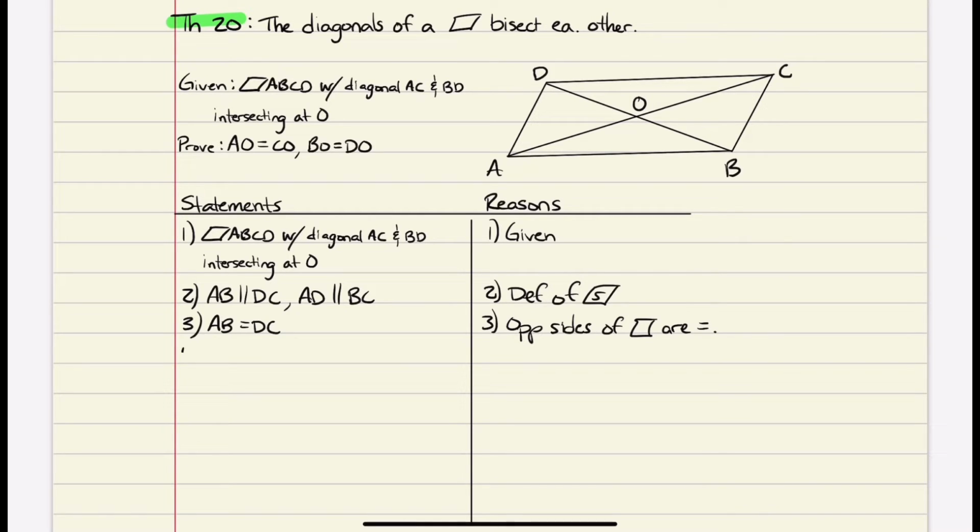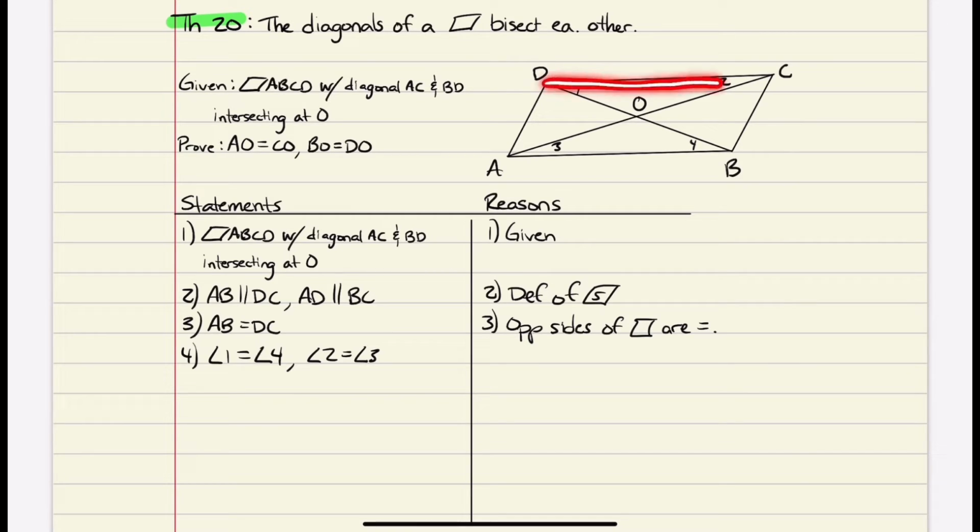Number 4. I'm going to say that angle 1 equals angle 4. I'm going to label these in just a second. I'm just going to label this angle 1 and this angle 4. I'm going to label this angle 2, label this angle 3. Angle 1 equals angle 4, and angle 2 equals angle 3.